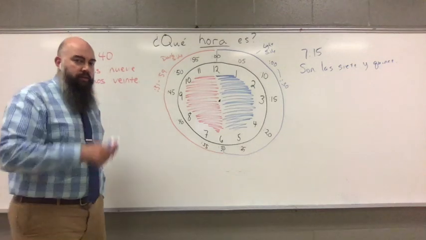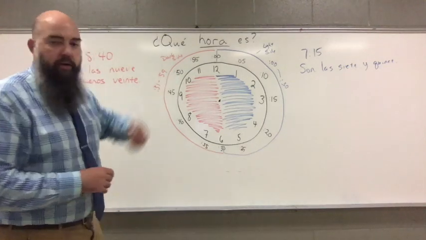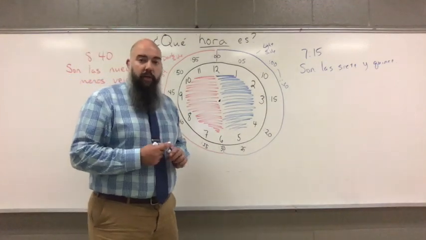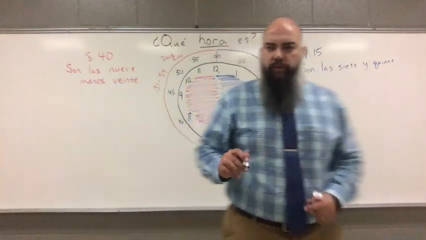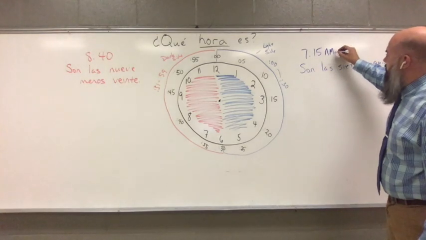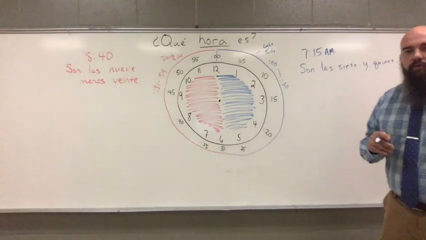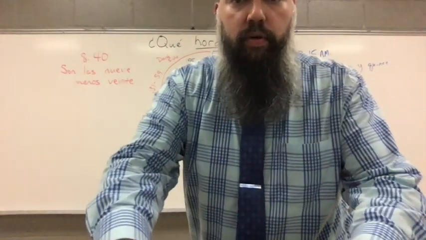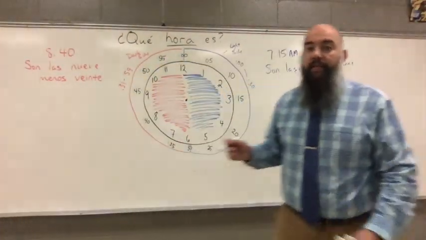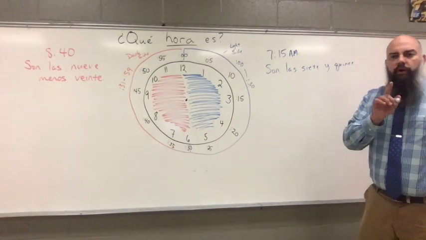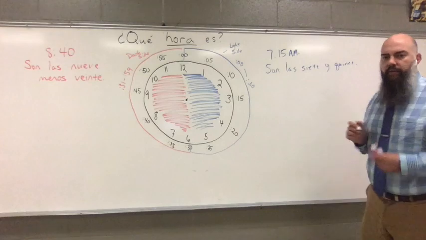All right, so let's add a few things. Let's go over here to 7:15. Remember, this is the light side of the clock. So we're actually going to add a few things here. 7:15, I'm going to call it AM. So there's something to use there to indicate that it is 7:15 in the morning rather than at night. And then there's also another word we can use instead of quince.